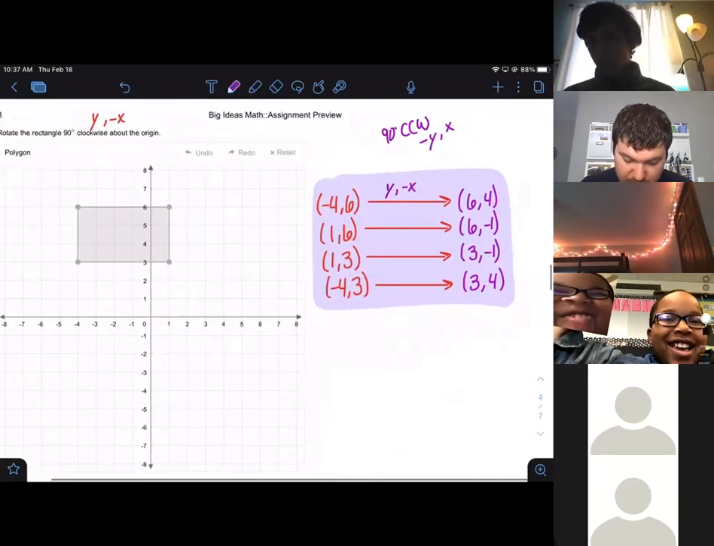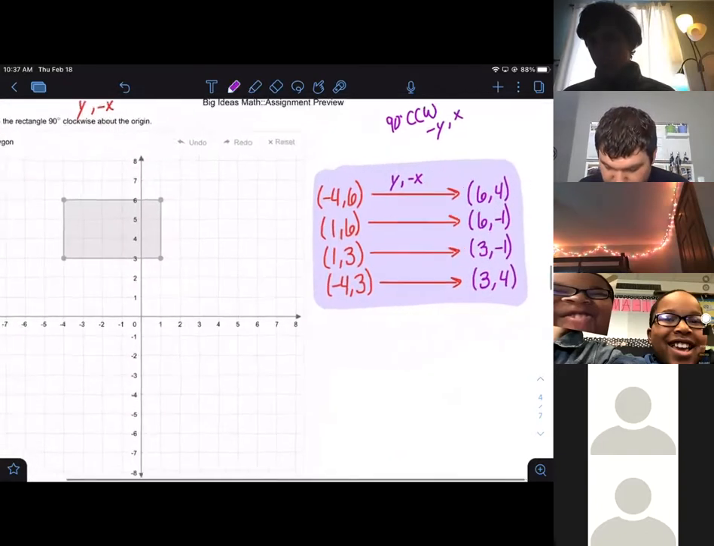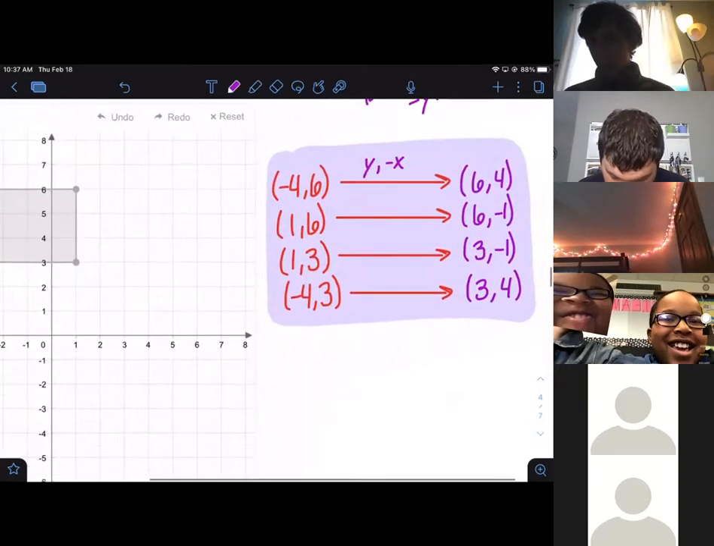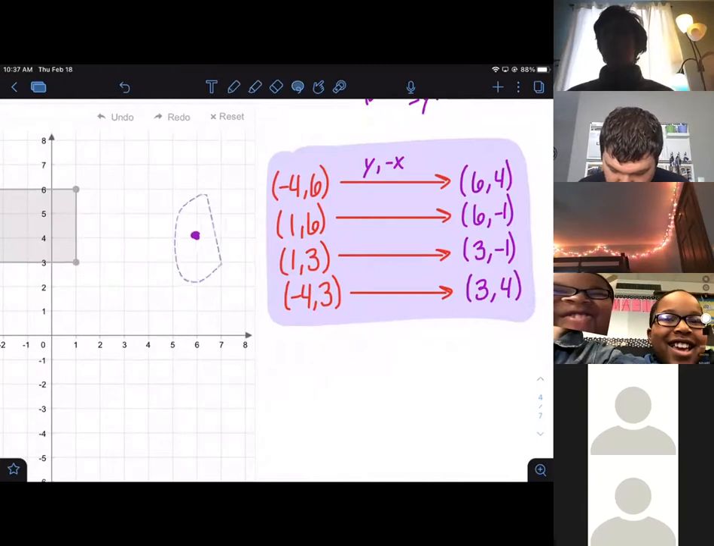And then I will graph this to show what it looks like. 6, 4. Oops, that's 5, 4. 6, negative 1. 3, negative 1. There we go.